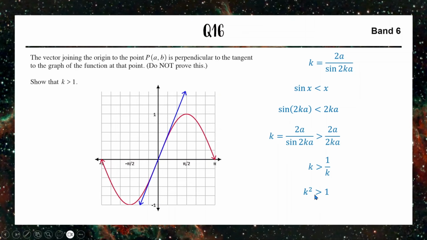And now the only time you're squaring a number and getting an answer bigger than 1 is when the number itself is bigger than 1 or less than -1. But as the question said all the way back 5 minutes ago, k is positive. So the only positive solution to this equation is that k is greater than 1. And that right there is our 4 marks in a Band 6 question from the 2024 HSC exam.